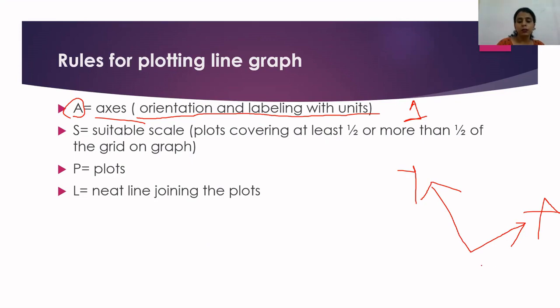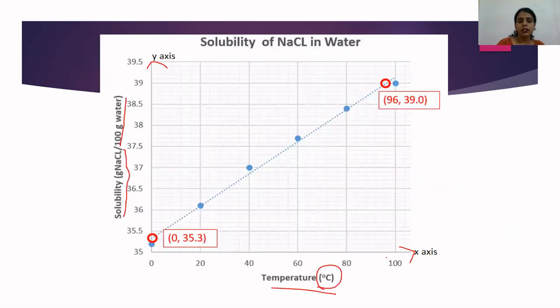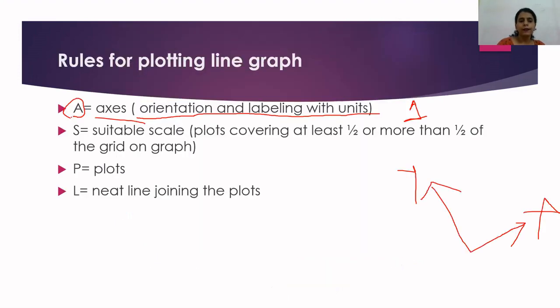As I've told you in the previous slide itself, here the x-axis has been labeled temperature and the unit is degree Celsius, and here the y-axis has been labeled as solubility, or you can say rate of reaction, and the unit is these many grams of NaCl per 100 gram of water. Okay. Second mark you will be awarded for having a suitable scale.